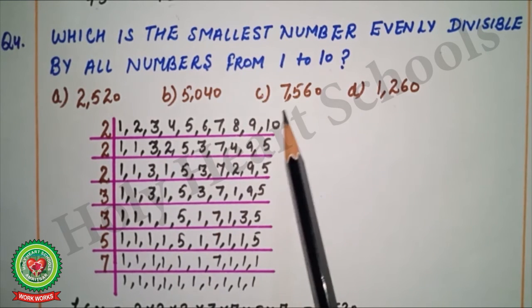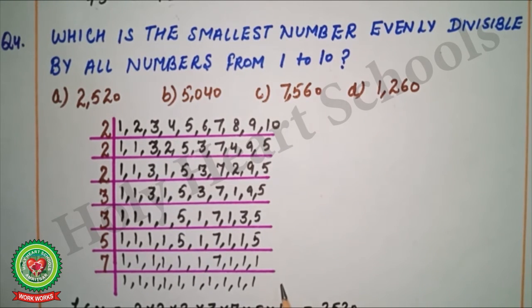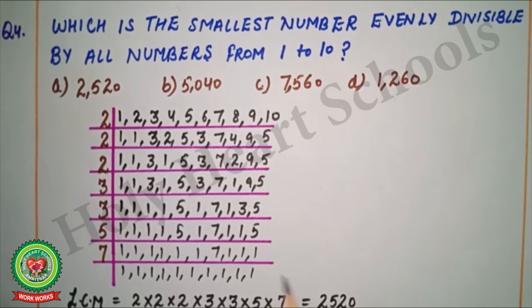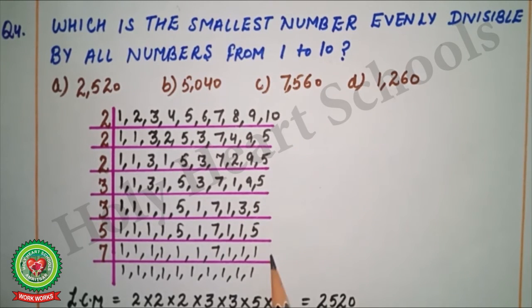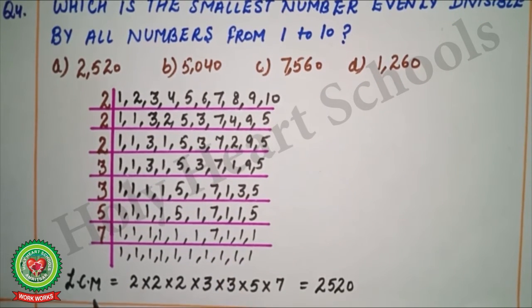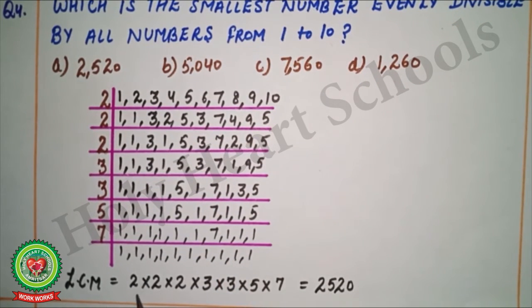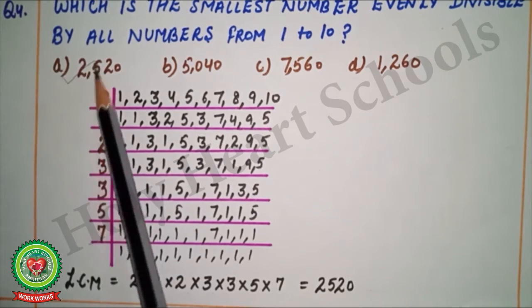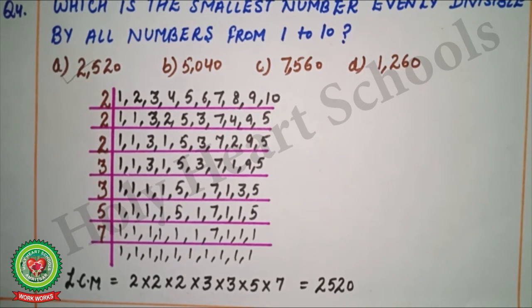So here you can see I have given you the solution, and the LCM we have done here. After that, we will get the LCM like this. That is 2 multiplied by 2 multiplied by 2 multiplied by 3 multiplied by 3 multiplied by 5 multiplied by 7, which is equal to 2520. So that means the answer would be A. Alright.